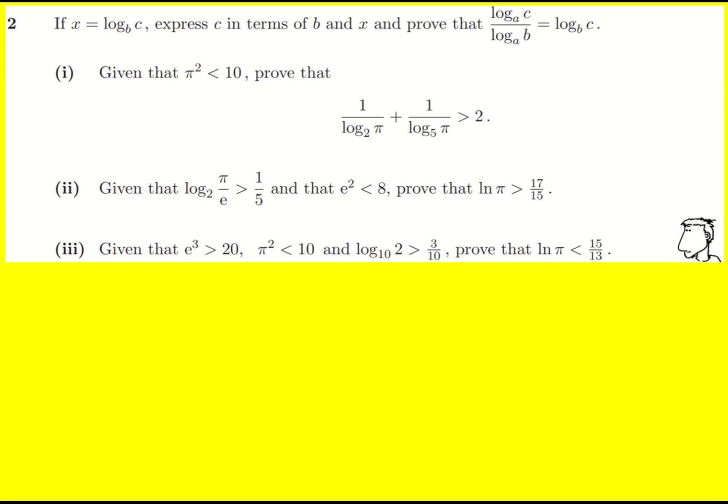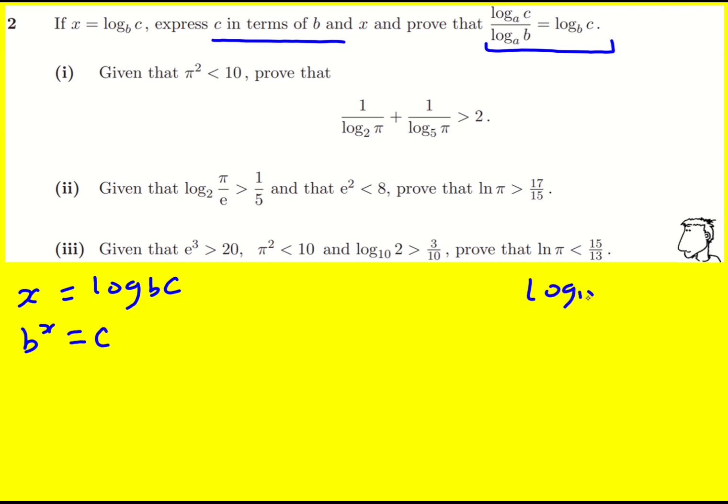First up in this question, we're asked to derive the change of base formula. So x is equal to log to base b of c. Express c in terms of b and x, or we can rewrite this as b to the x equals c. Just like log to base 10 of 100 is 2, that's in log form. You can rewrite it in exponential form as 10 squared equals 100. The base to the power of this thing over here is 100.